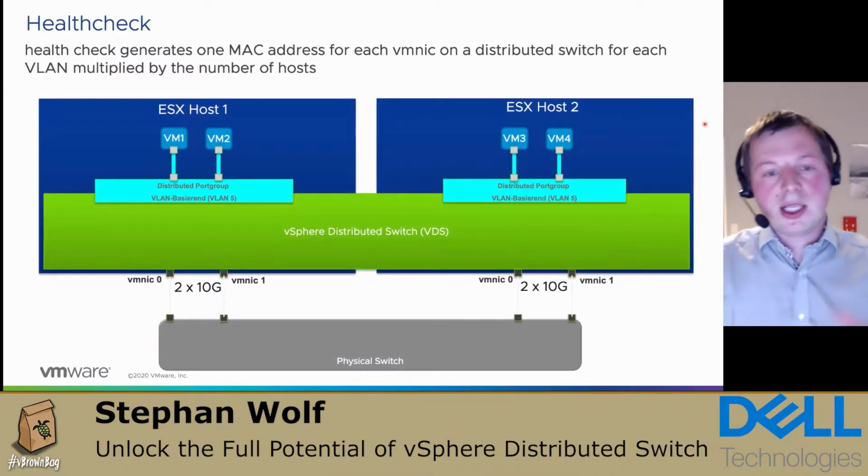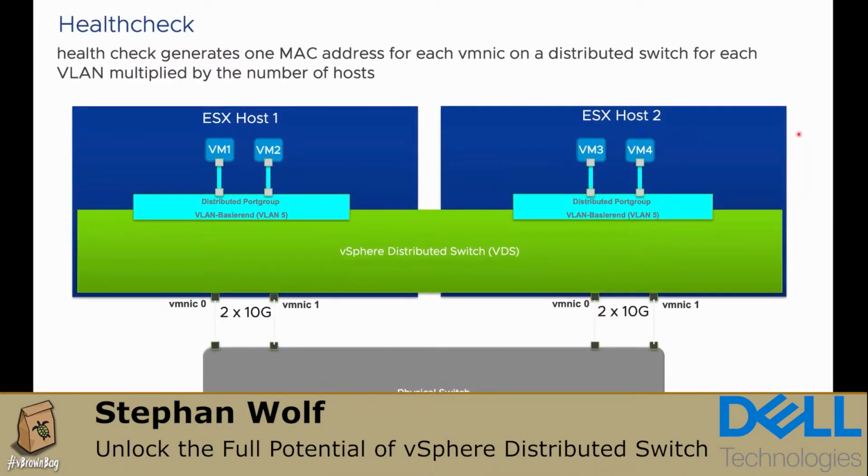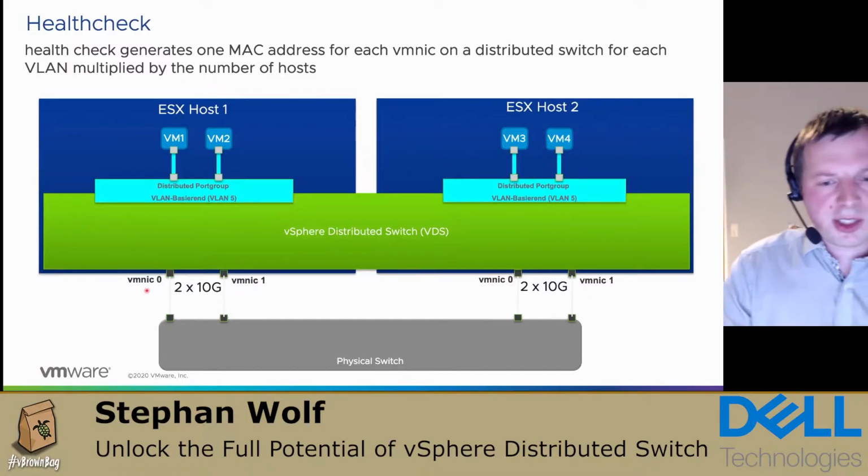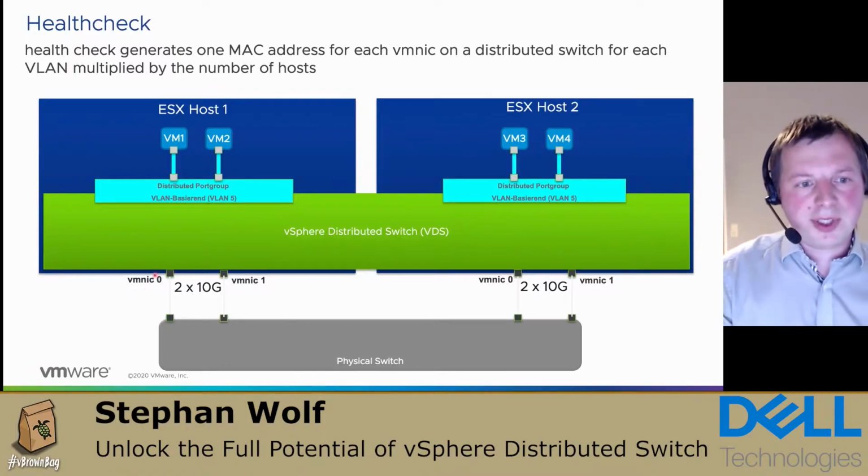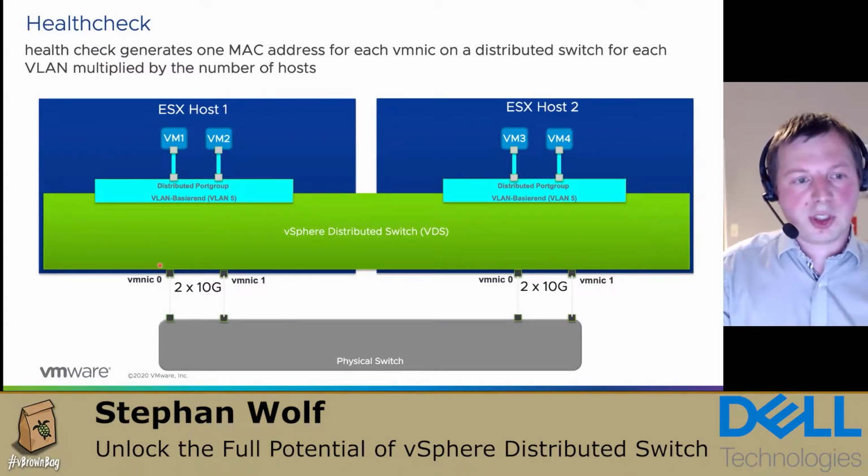So how does this work? Let us imagine we have two hosts. This is ESXi host 1, and we have ESXi host 2. We have a port group on it with VLAN 5. Below we have a physical switch, and both hosts are connected with 2 times 10 gigabit, VMNIC 1 and VMNIC 0. So how do we do these health checks? How can we check whether VLAN 5 is really configured correctly on the physical switch? How are we doing this?